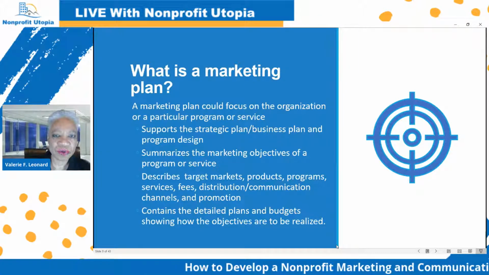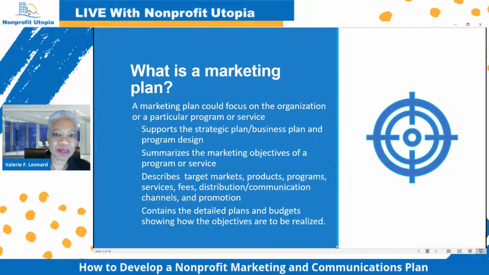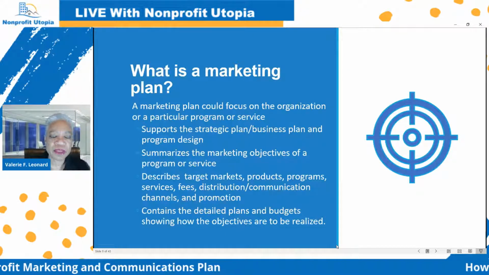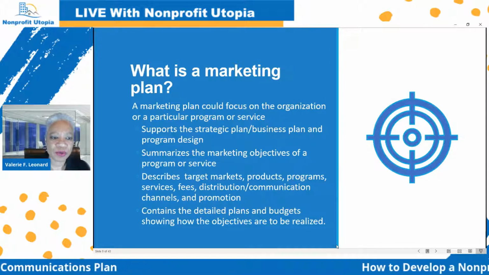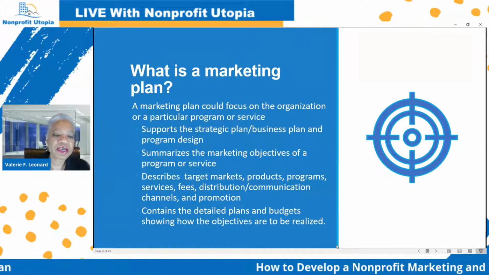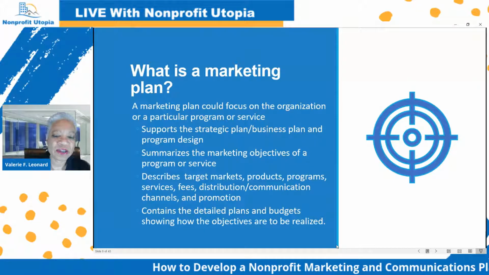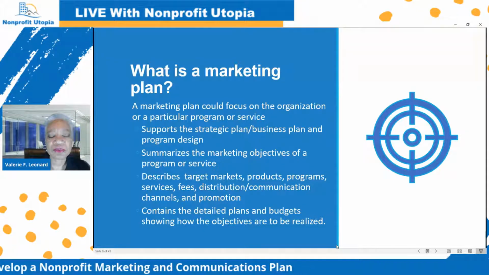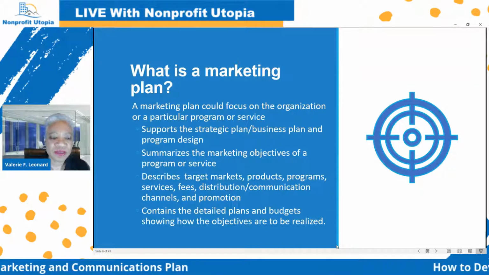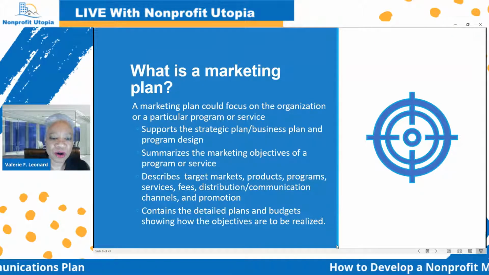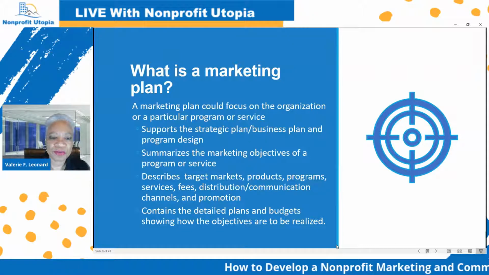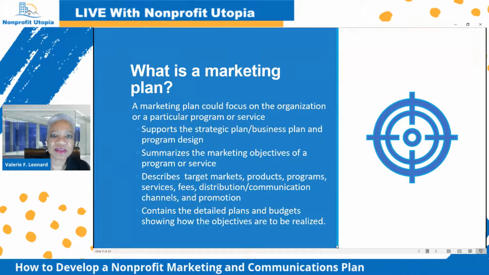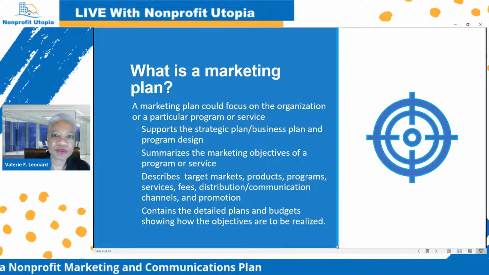All right, that's why it's important to have a marketing plan, for each one, for everything that you do, and make sure that it's in alignment with your strategy. So your marketing plan supports the strategic plan and your business plan and your program design. And it also summarizes your objectives, and it describes your target markets. So that's looking at your community. It looks at the products and programs, services, fees, the distribution channels.